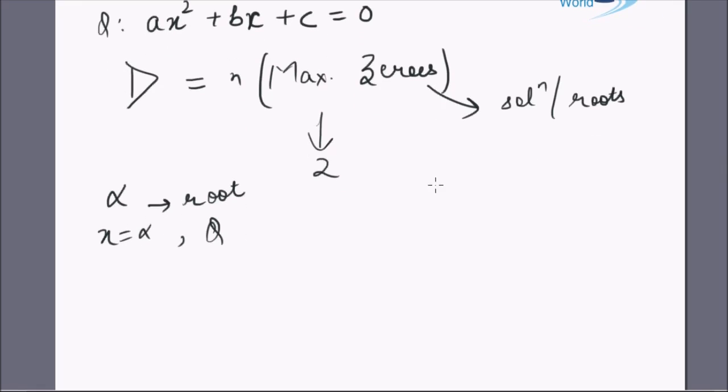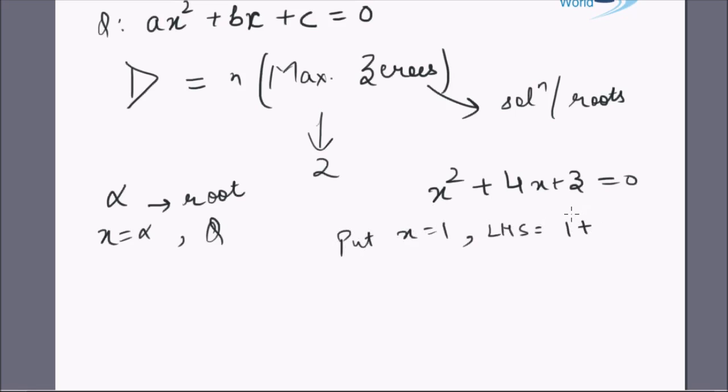Say, for example, we have an equation x square plus 4x plus 3 equal to 0. Put x equal to 1, LHS becomes 1 square, that is 1, plus 4 into 1, that is 4, plus 3, which is 8, which is not equal to RHS.